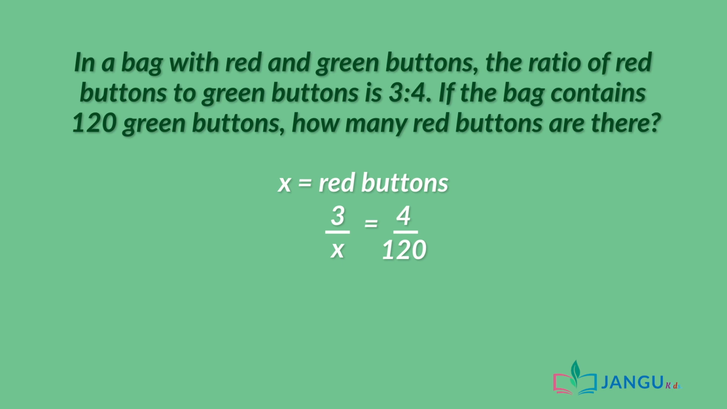For the next step, we cross multiply. 3 times 120, 4 times x. And this gives us 360 is equal to 4x. Then we isolate the x by dividing both sides by 4, making x equal to 90. Therefore, there are 90 red buttons in the bag.